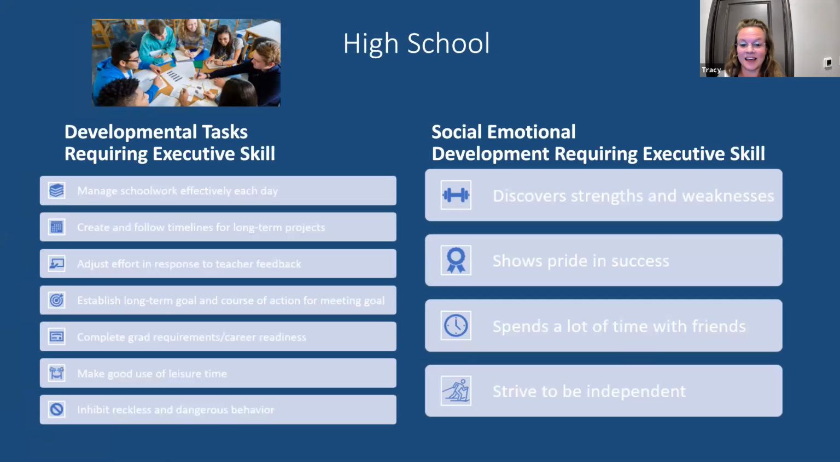And then in high school, it's more complex. It's another level. So by this age, kids are managing their schoolwork effectively every day, following timelines for long-term projects. They may have things that go over weeks or even a month. They also have to adjust their effort in response to teacher feedback.